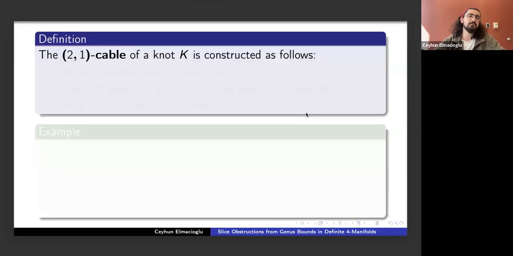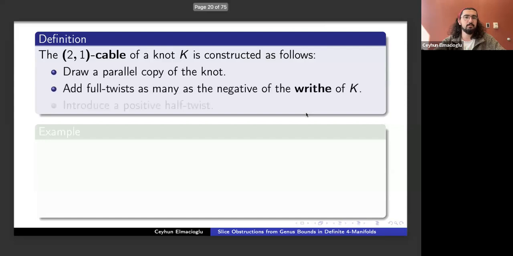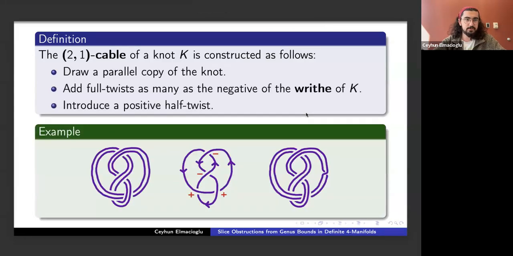So having the basics of knots, the third class, the family of knots or the construction of knots we want to have, is called the 2,1 cable of a knot K. So let's move to the example. Okay, so first we take a knot K. Here I'm taking the figure 8 knot. We draw a parallel copy of our knot.